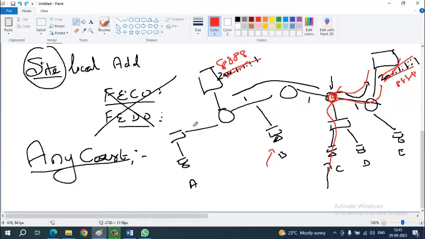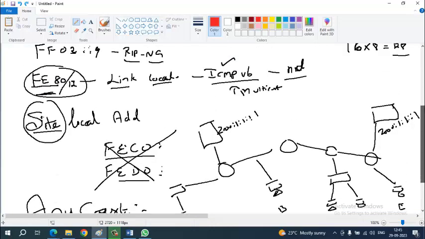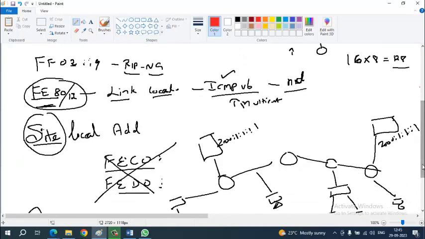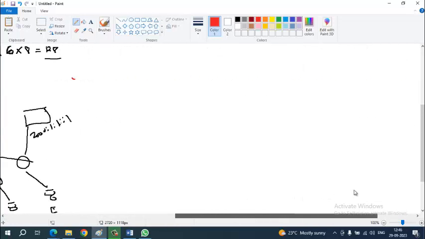So what I am trying to say is you can use an address repeatedly in various places, and we call that address as Anycast address. Right now, this is not the first class. This is like third or fourth class in IPv6. Routing is very easy.